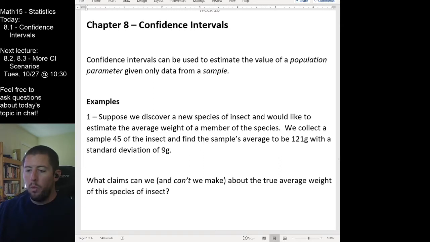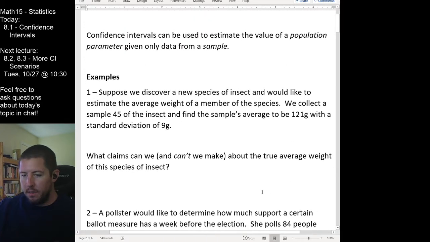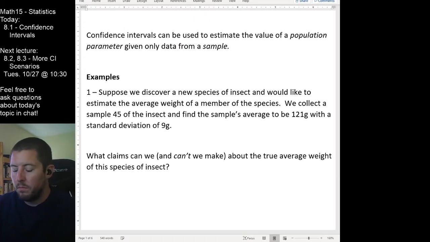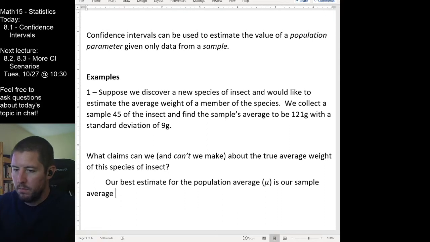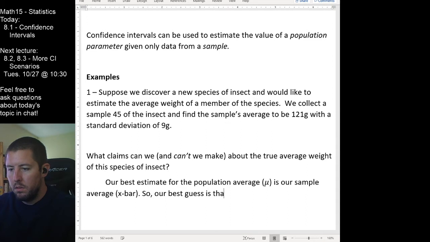And what I think we can and can't say here is, let me give myself a little more room here. Our best estimate for the population average, mu, is our sample average. I'm just going to type X bar because it's annoying for me to type that out right there. So our best guess is that the population average is 121 grams.